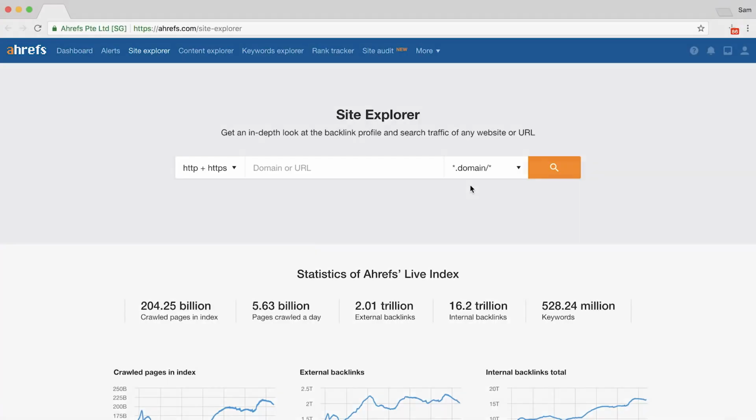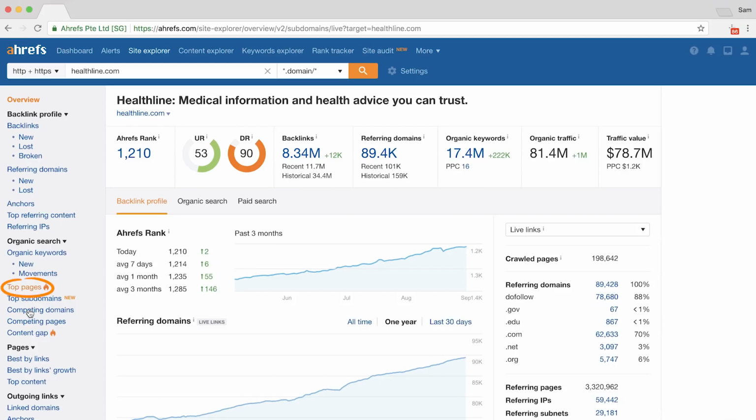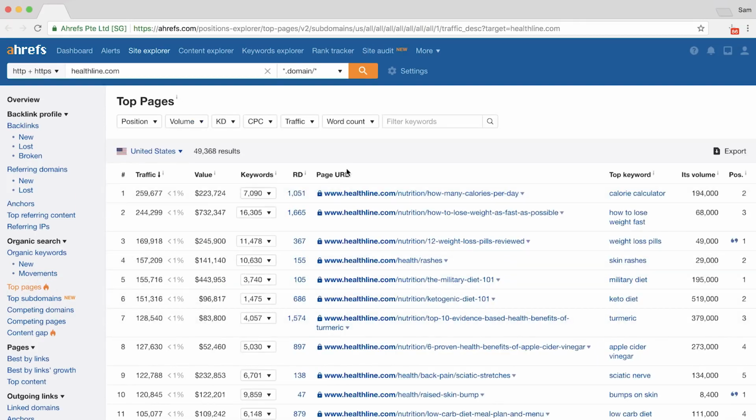An easy way to find these long tail topics is to look up a popular website in Site Explorer. So I'll search for healthline.com. Next, I'll go to the top pages report, which will show us their pages that get the most search traffic. And since we're talking about topics with tons of long tail keywords, let's sort the results in descending order by the number of keywords each page ranks for.